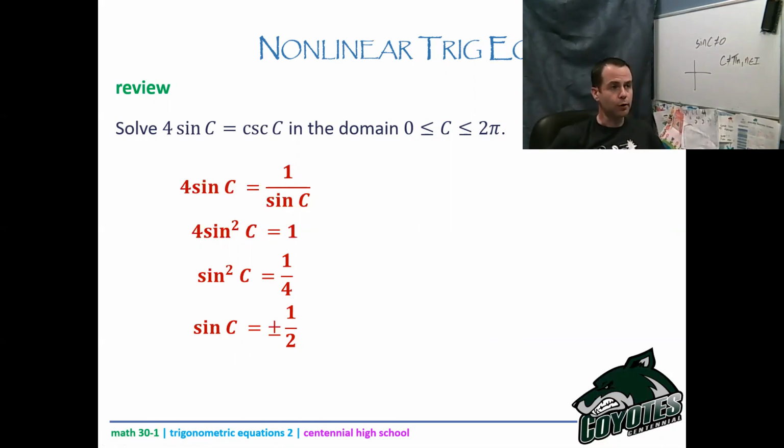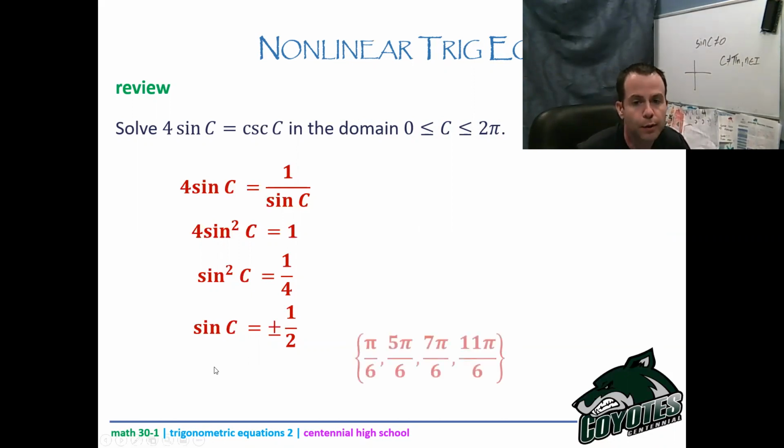So we're looking for, on our unit circle, where sine of c would equal plus or minus 1 over 2. Remember that if it was just plus 1 over 2, there'd be 2 answers, because sine is positive in quadrants 1 and 2. If it just said negative, there'd be 2 answers, because sine is negative in quadrants 3 and 4. Now that it's plus or minus, essentially it's that reference angle in every one of the 4 quadrants. So you end up with pi over 6, 5 pi over 6, 7 pi over 6, and 11 pi over 6.